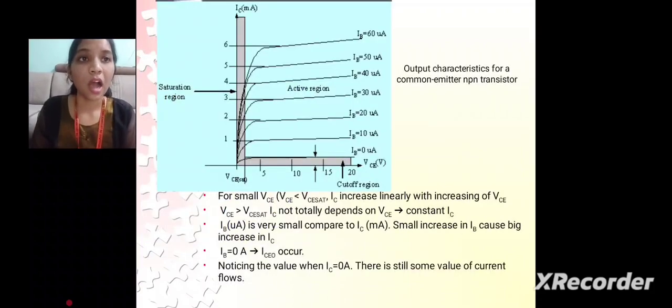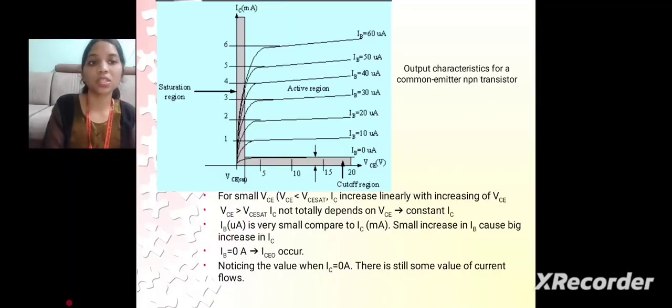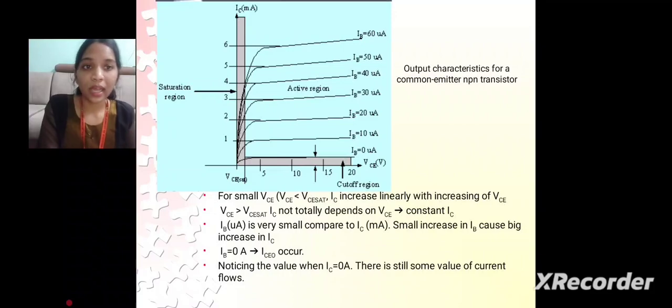Then, output characteristics for a common emitter NPN transistor. The graph of that. For small VCE less than VCESAT, IC increases linearly with increasing VCE. When VCE is greater than VCESAT, IC does not totally depend on VCE, constant IC. Noticing the value when IB is equal to 0 A, there is still some value of current flowing.